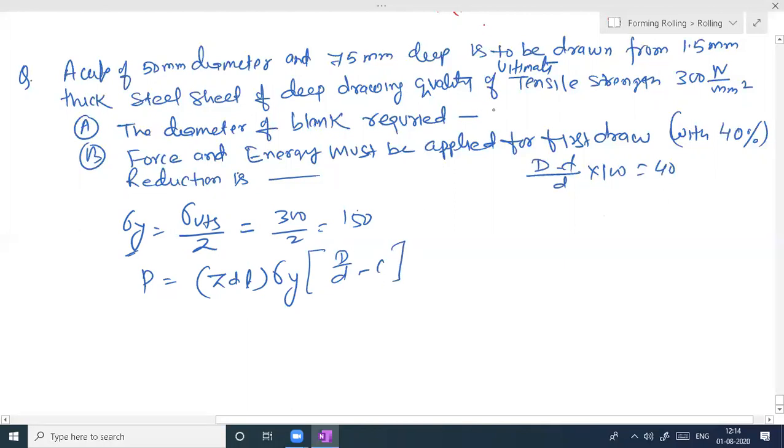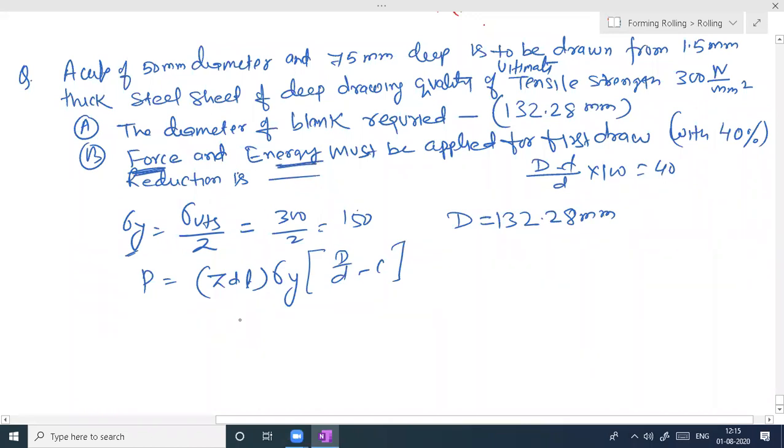What is the blank diameter? Anybody estimated the blank diameter? 132.28 millimeter. So D, we got the blank diameter. So D is your 132.28 millimeter. Now you have to calculate force and energy.